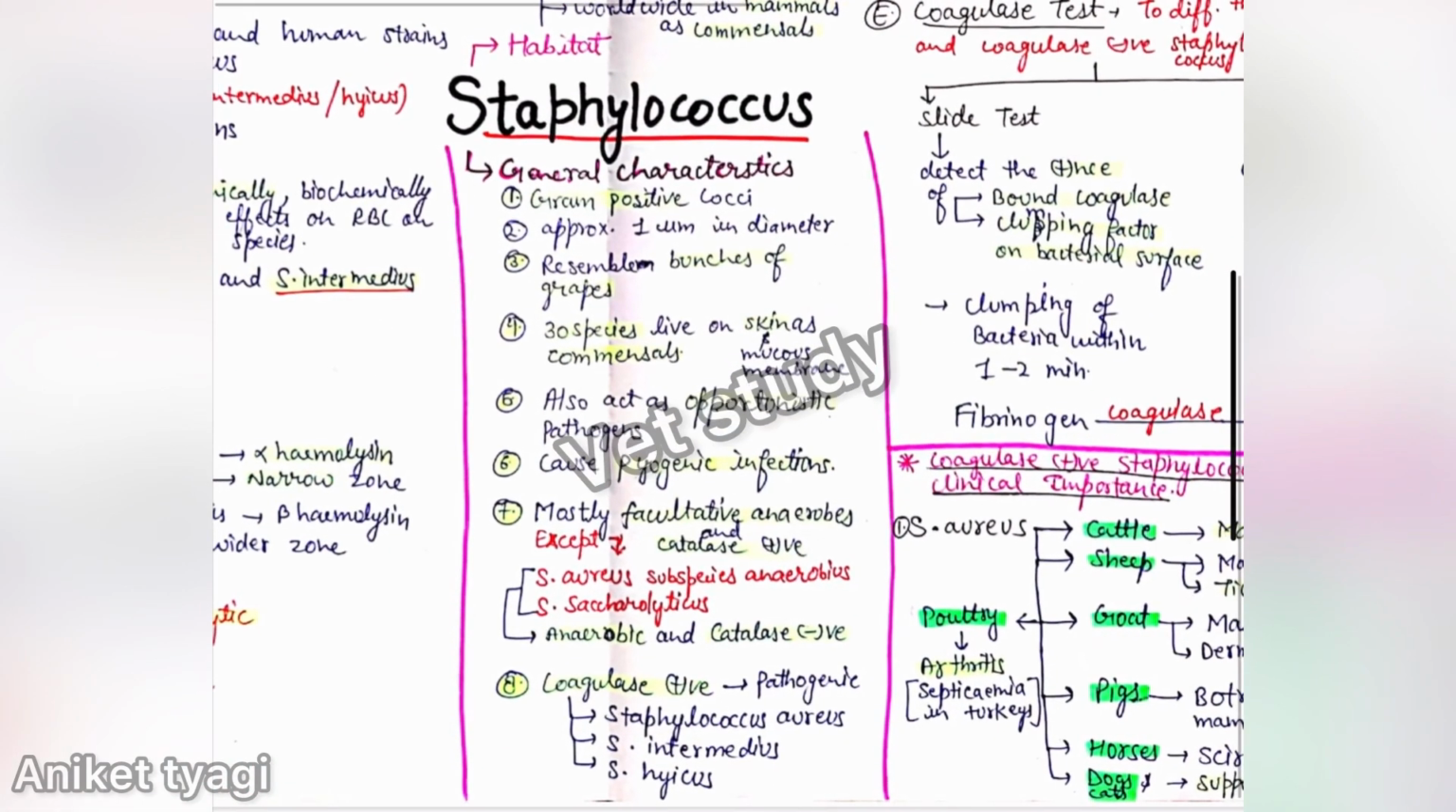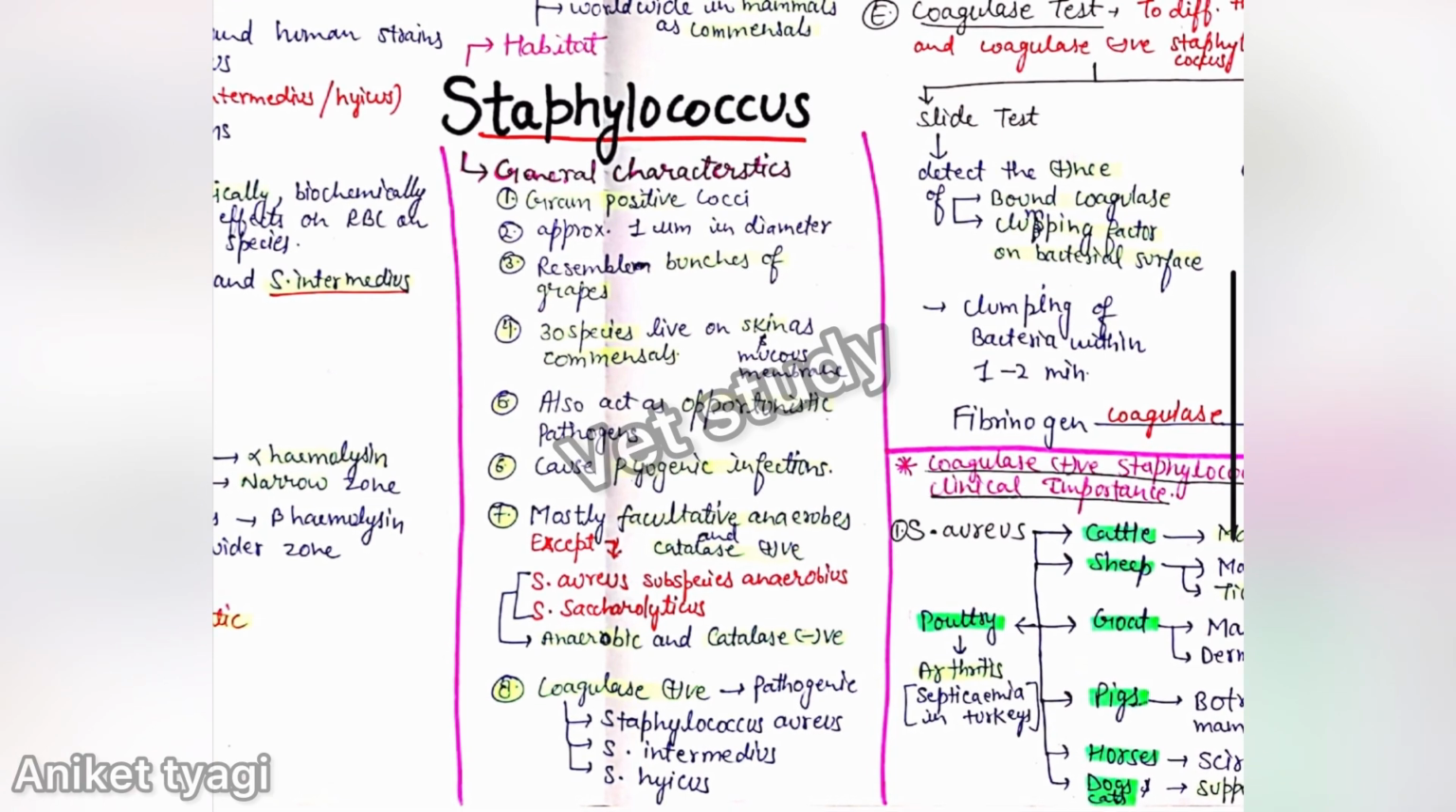The general characteristics of Staphylococcus are as follows. Staphylococcus is a gram-positive coccus. So it is very important that this is a gram-positive bacteria, right? The approximate diameter of Staphylococcus is 1 micrometer, and it resembles bunches of grapes. The name Staphylococcus is derived from the Greek words Staphyl and Coccus. Staphylococcus means bunches of grapes or berries. Okay, so the name is as follows, Staphylococcus.